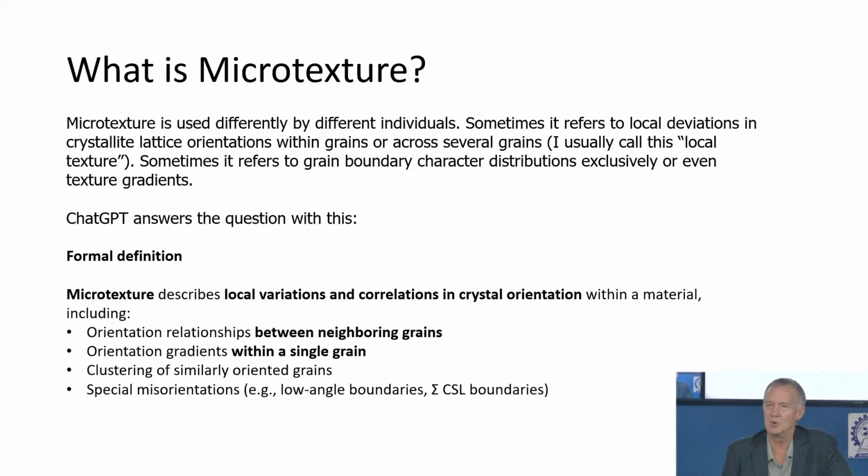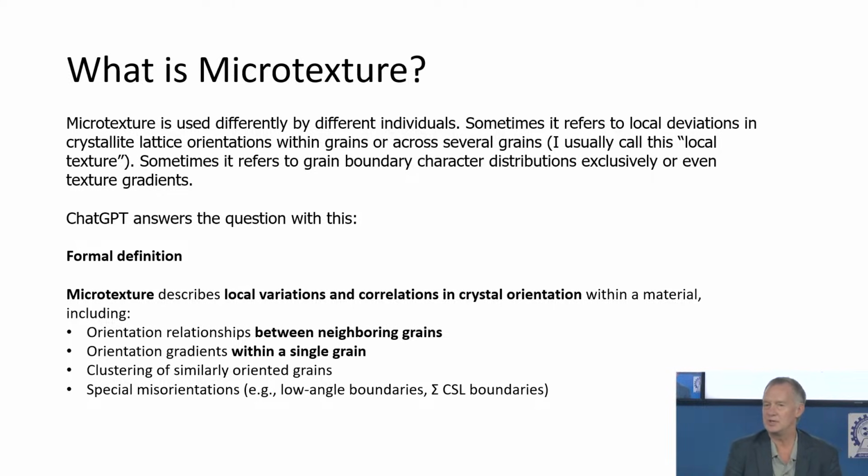Microtexture is a little bit more screwed up, because it was first used to describe grain boundary character distributions. People started saying, instead of grain boundary texture, they would call it microtexture. Say here's the grain boundaries that are used, or the distribution of crystal grain boundary planes and crystallite lattice orientations on either side, or the misorientation distribution, we'll call that microtexture.